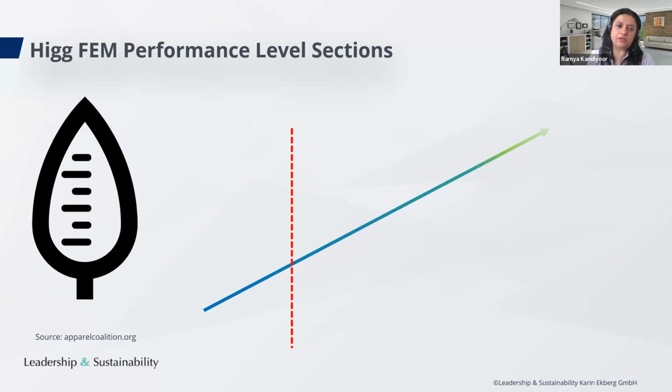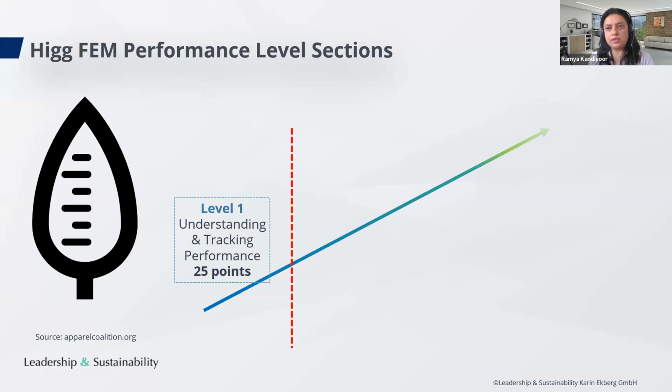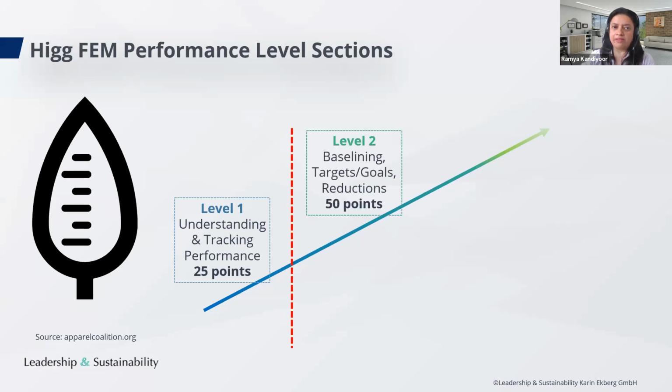So you have here 3 different levels in Higg FEM. The questions that are posed to a facility are in 3 different levels. So your level 1 are all of your tracking questions. So you have your understanding, tracking, performance, and they are valued at a total of 25 points. You can see a red line that is there. So this is basically a gate. When you say a yes or a partial yes to all of the questions that are there in level 1, then you are able to open up level 2 questions and also level 3 questions.